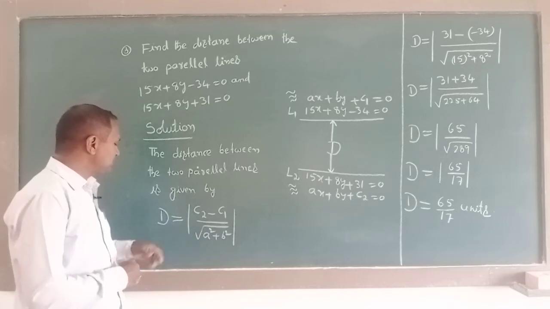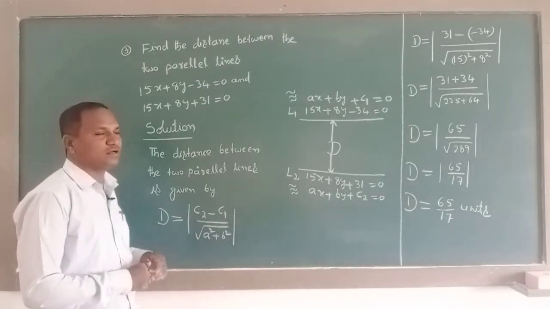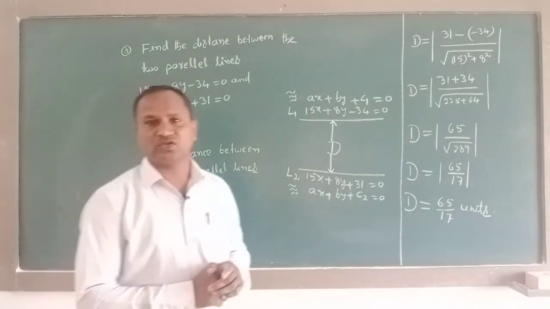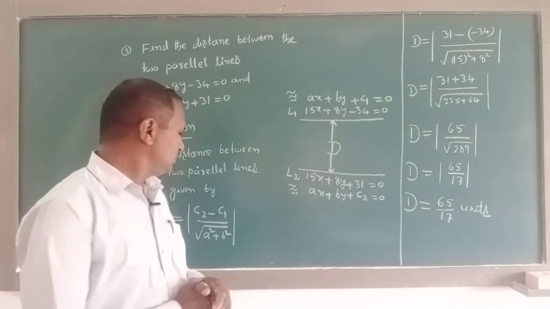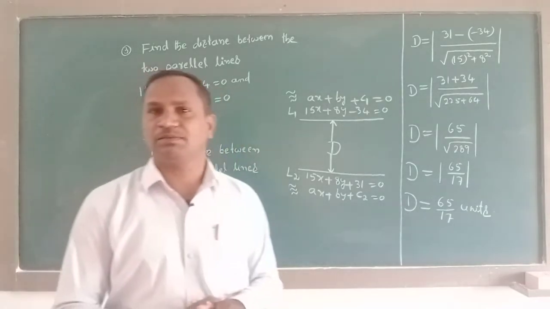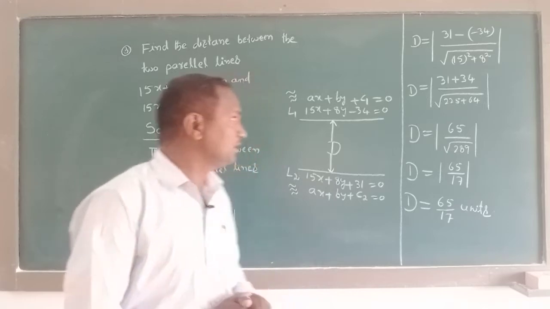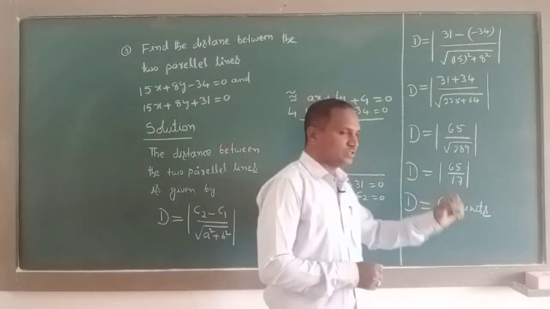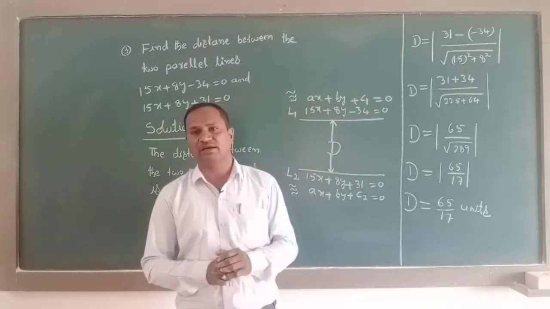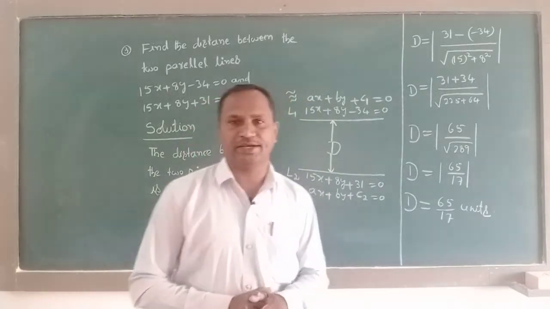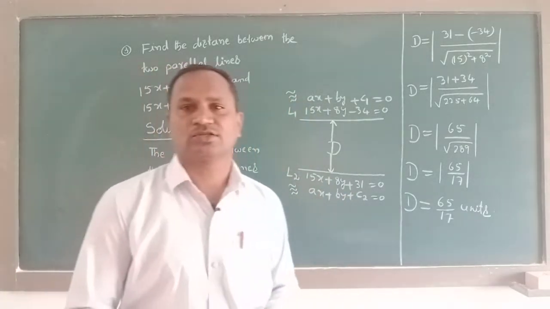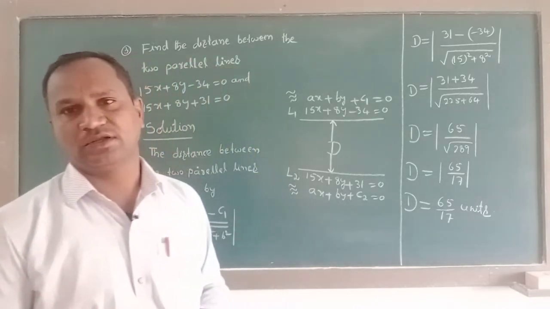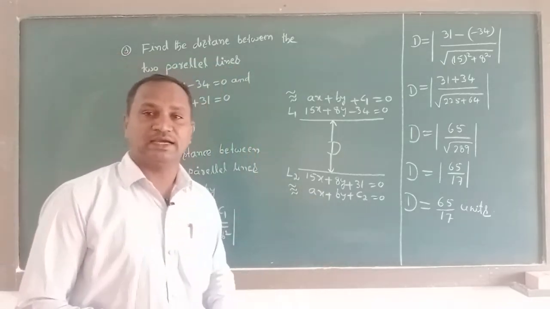For these two parallel lines, I have taken this formula: D is equal to modulus of C2 minus C1 whole dividing by square root of a square plus b square. With the help of this formula, finally we got D is equal to 65 whole dividing by 17 units. Like that we give the solution for this question. Let us now solve another question.